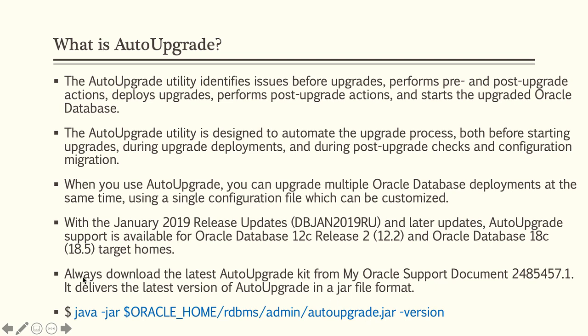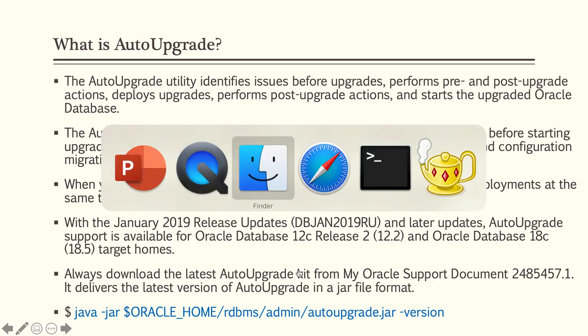But it is always recommended that instead of relying on the quarterly releases and the bug fixes that might be available in the autoupgrade.jar file, you always go to the latest version by going to this Metalink note 2485457.1 and download the latest version of the autoupgrade.jar file, and then copy that jar file over to your Oracle Home RDBMS admin location. If required, you can take a backup of the previous autoupgrade.jar file before you bring in the new copy. I am going to go to that Metalink note.